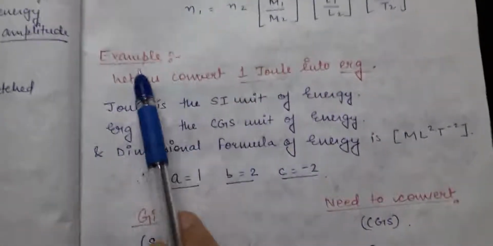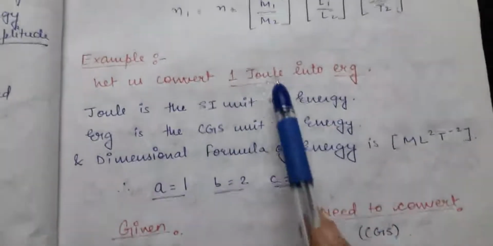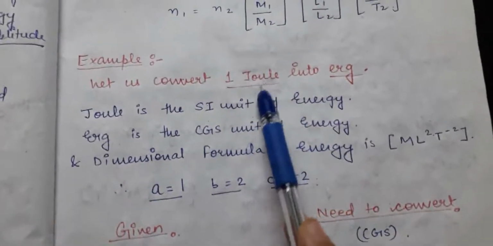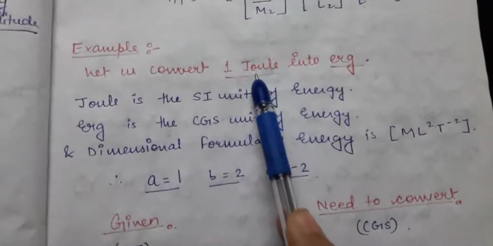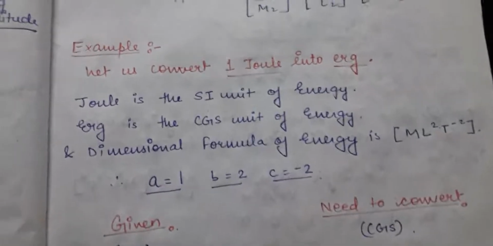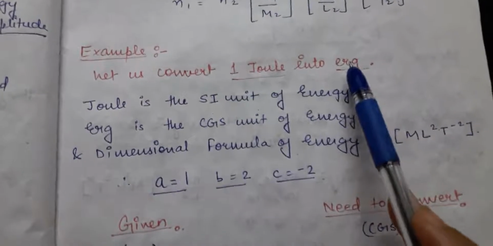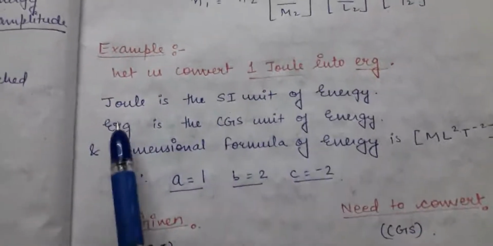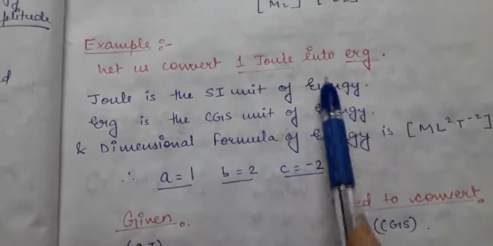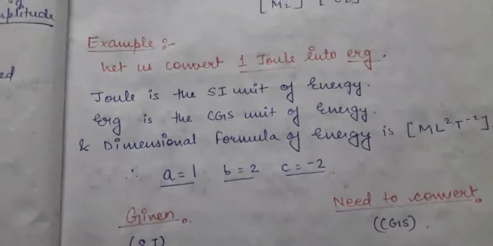Suppose one example is given. Let us convert 1 joule into erg. Before that, keep in mind what joule denotes. Joule is the SI unit of work done as well as the SI unit of energy. Here we are taking the energy consumed. So we have to convert 1 joule into erg. Erg is the CGS unit of energy, where joule is the SI unit of energy. Both are energy only, but have different units because of the different systems of base units.